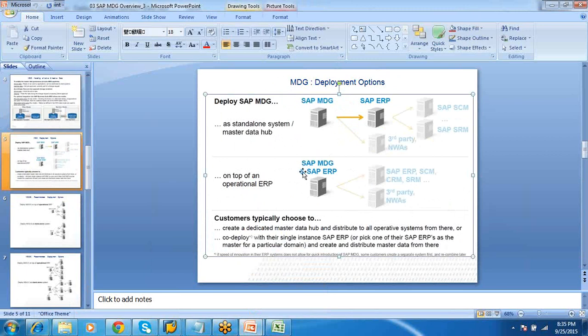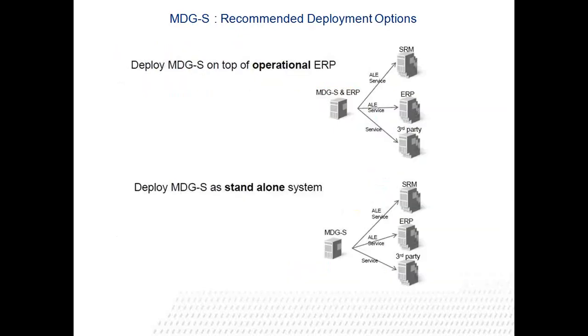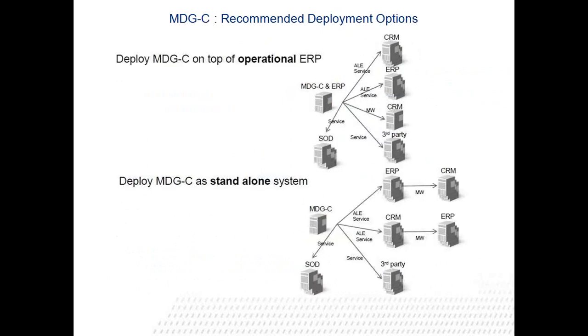So if it is a small business, and I don't want to buy new hardware and I want to run MDG also on ECC, that is possible using a co-deployment. Going to the next slide, all slides are the same. We just want to show it for MDGM. So you have two options: a hub model and co-deployment. This is the example for the co-deployment, and this is the example for the hub model.